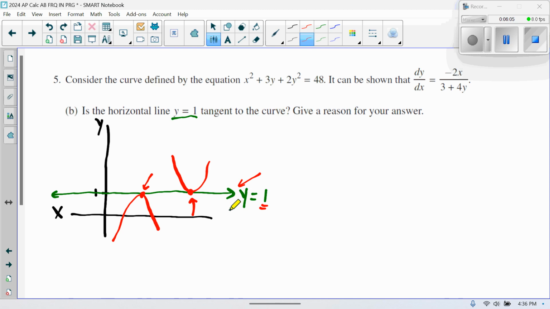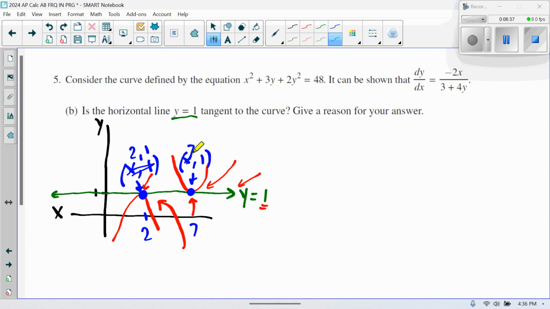In order for that green line to be tangent, it either has to touch the max point or touch the min point. If that's the case, this point right here or this point right here would have an x value and the y value would be 1. Whatever the x value is, the y value would be 1 here. Maybe this is 2, so it would be (2, 1). Maybe this is 7, so this would be (7, 1). All right, so that's how I'm going to tackle this. I want to see if I have a critical point that has a y value equal to 1.